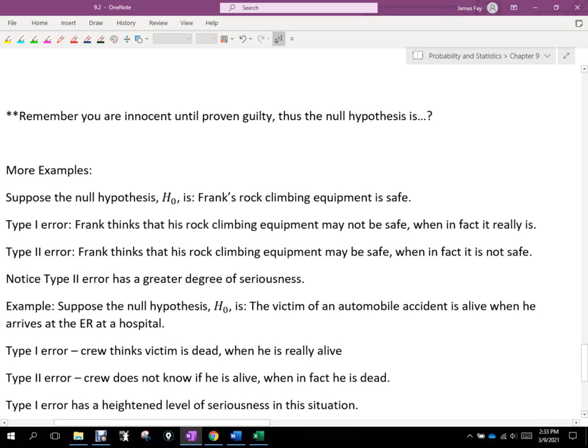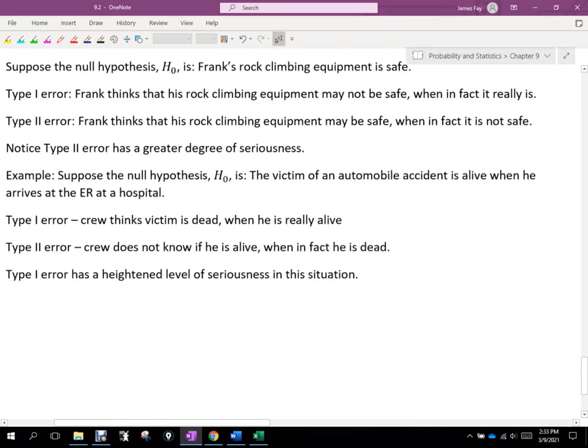But look at this one, type 2 error. Frank thinks that his rock climbing equipment may be safe, but in actuality, it's not. So he thinks it's safe, so what's he going to do? He's going to use it, and he's going to get stuck on a rock, and it's going to break. So that's that level of seriousness: type 2 error in this situation is a greater degree of seriousness than type 1 error, correct?